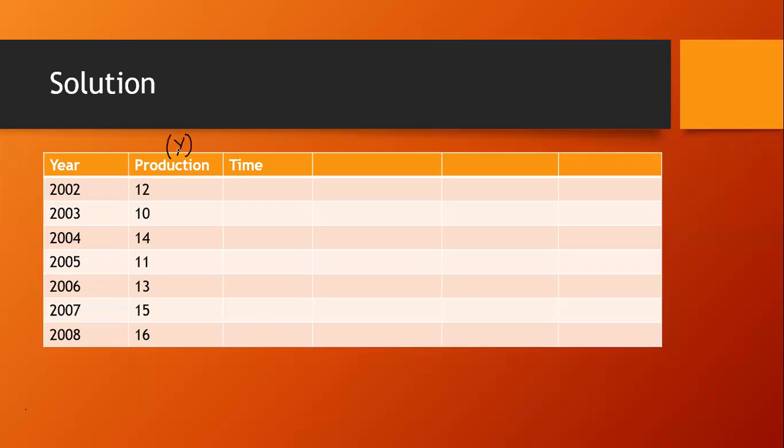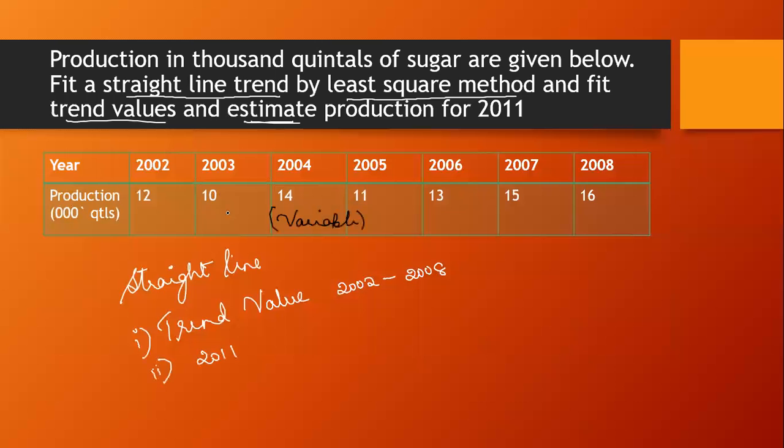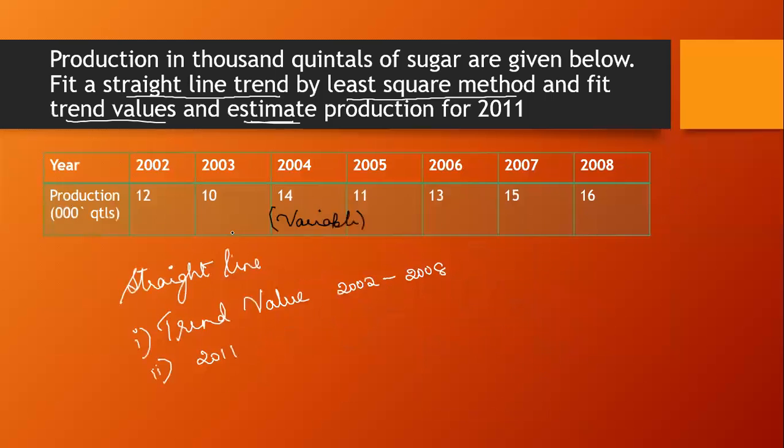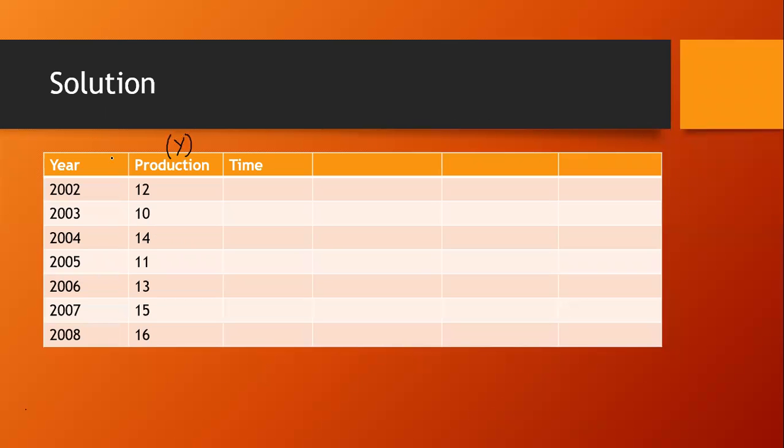Next thing is you have to find the time. How to find out the time? Time is nothing but X. So for year, give it as capital X, and production as capital Y. Next, you have to find the time. Denote the time as small x. To find time, you have to take capital X minus capital X bar. This is the formula to calculate the time.